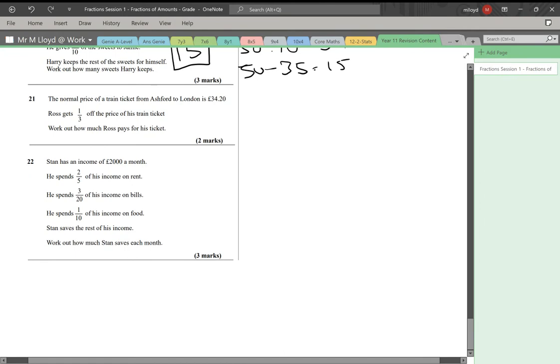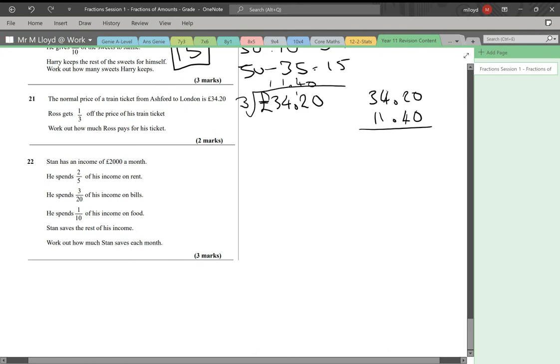Question 21. The normal price of a train ticket from Ashford to London is £34.20. Ross gets a third off the price of his train ticket. So divide that by 3, goes in once, remainder 1. 3 is into 12, 4 times. So we've got 11.40, and we're going to have to subtract that, aren't we? Because we're doing a third off, not he pays a third.